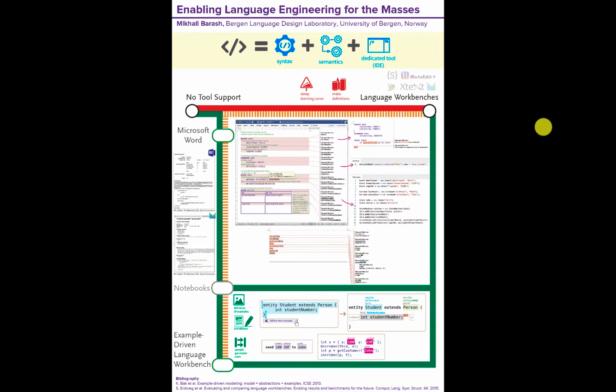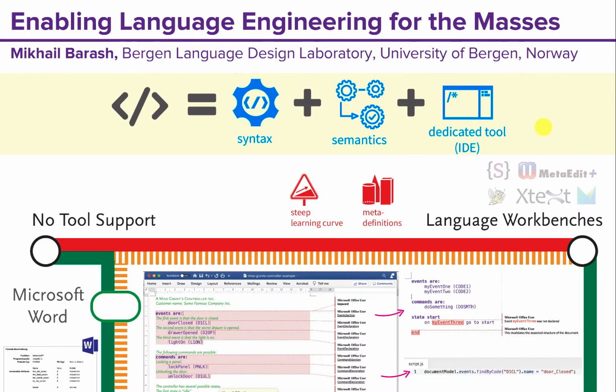I would like to show you now a subway map with three lines: red, green, and orange. The stations on this map will represent tools that could be used to define software languages. Let us focus first on the red line. It has two stations, no tool support and language workbenches. Quite often we do travel along this line.